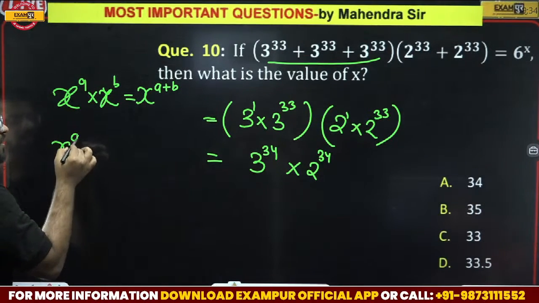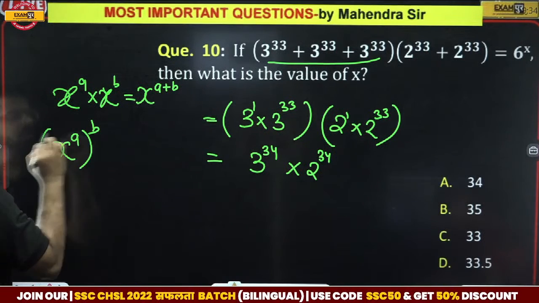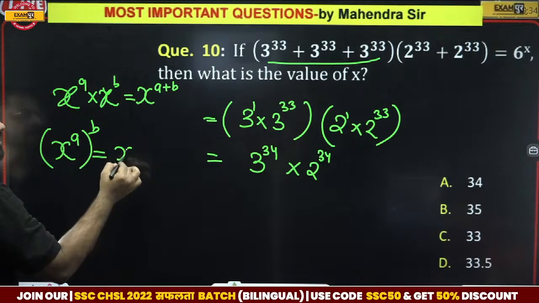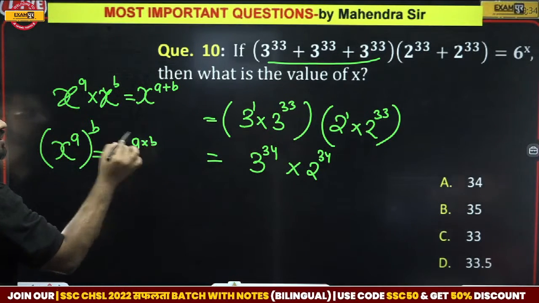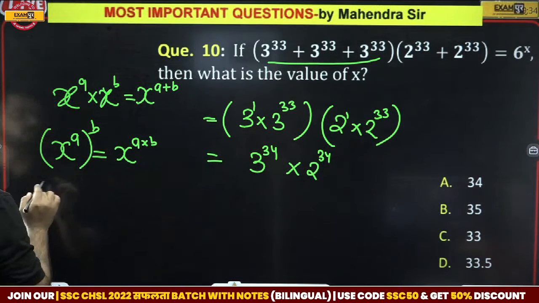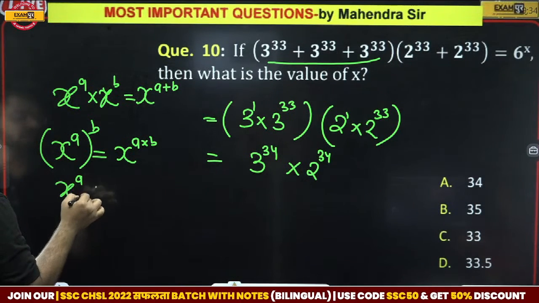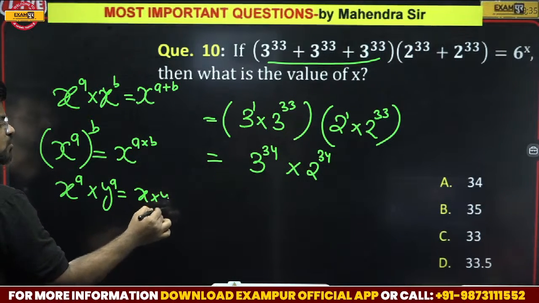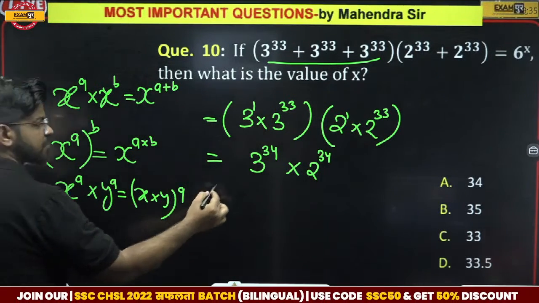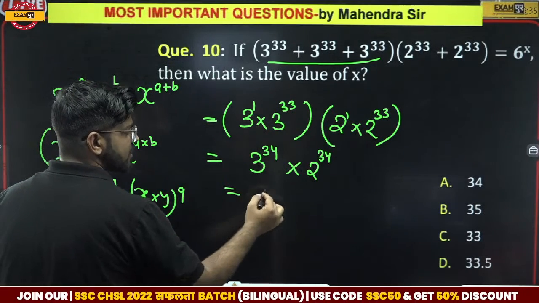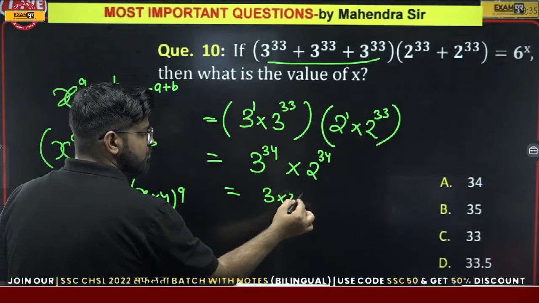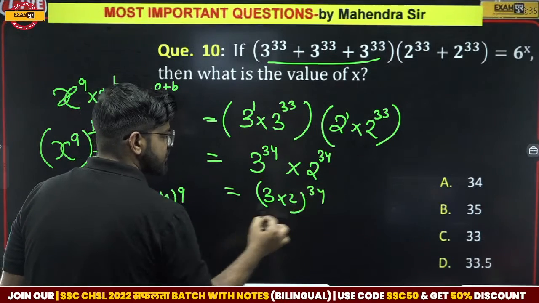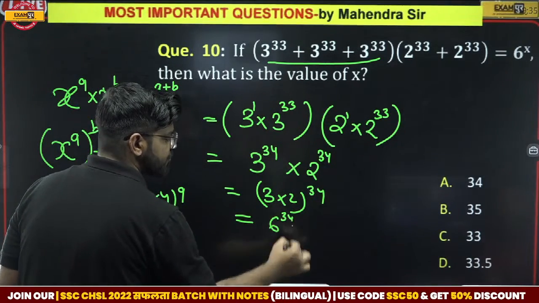If x to the power A has the power B, then we can write it x to the power A into B. Yes or no? But one more thing, if we have x to the power A into y to the power A, then we can write it x into y to the power A. That means we can also write it what? 3 into 2 to the power 34. That means 6 to the power 34.